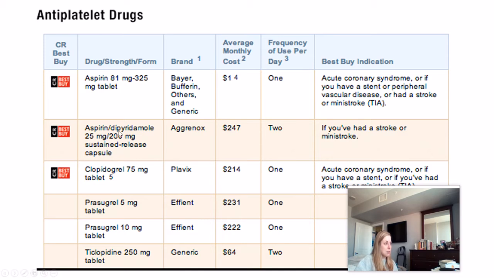You could do aspirin with dipyridamole, which is Aggrenox. This is an option, and it's one of the cheaper options. Plavix is an option, that's clopidogrel. And there's one that I don't see here, which is Xarelto. I think that there's one more too that I'm not seeing here. Oh well, I think that's enough.